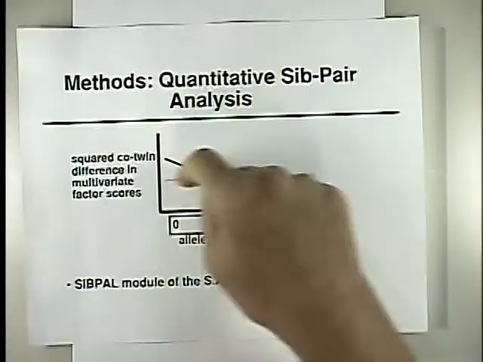A slope of zero is our null hypothesis that there's no linkage, and what you're doing is a one-sided test to say, is this a negative slope? That's evidence in favor of linkage. Okay. A p-value of 0.05 is considered statistically significant.